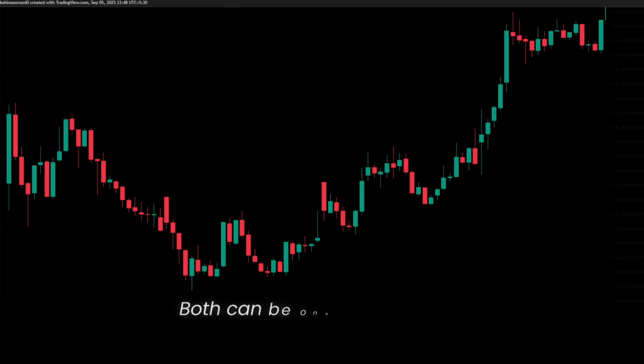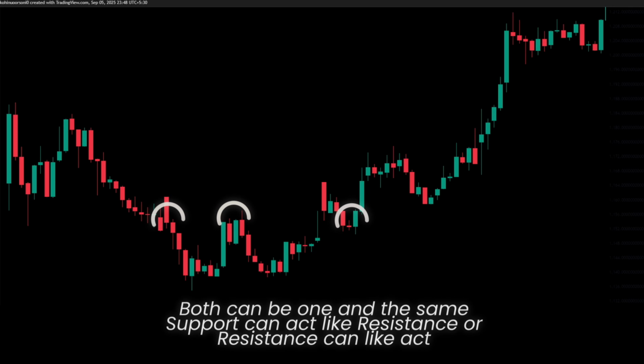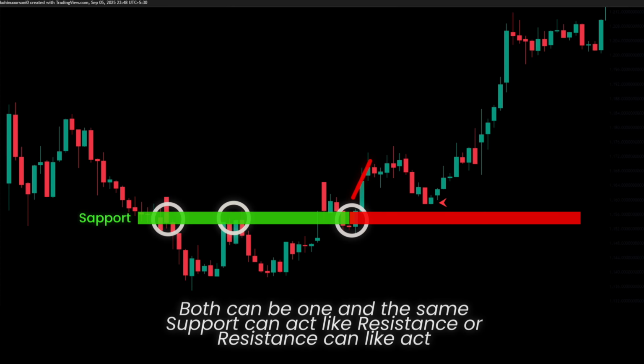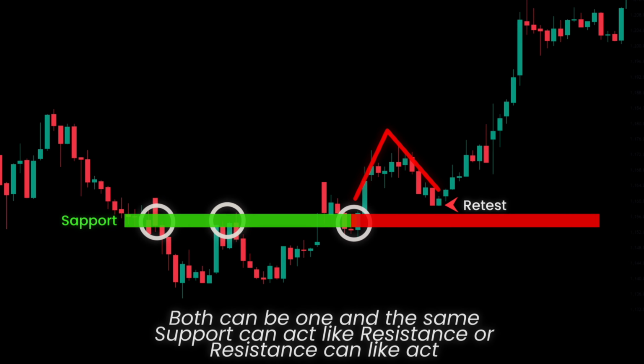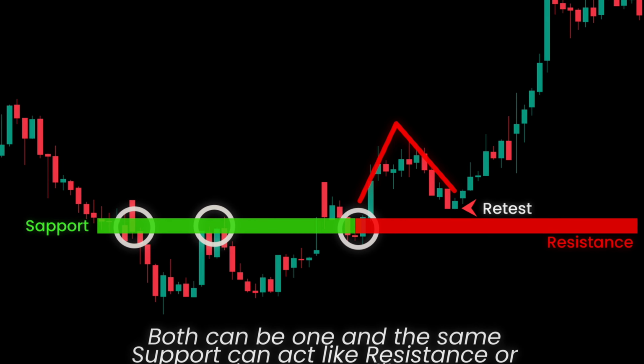So, the third rule is that a level can be both support and resistance. This means that both support and resistance can be the same. Support can act like resistance and resistance can act like support. Now see here, the price reacted here multiple times. So we can draw a support zone here, and as soon as the price breaks this level and comes back for retest, now it is acting as a resistance. You can see that what was earlier a support has become a resistance.